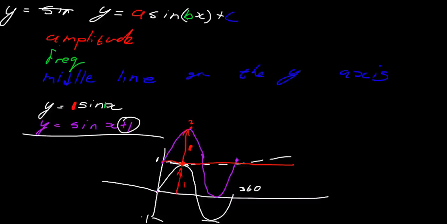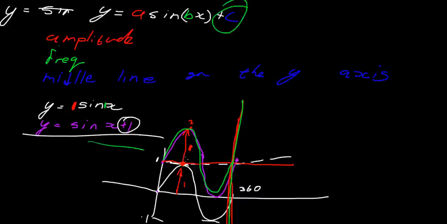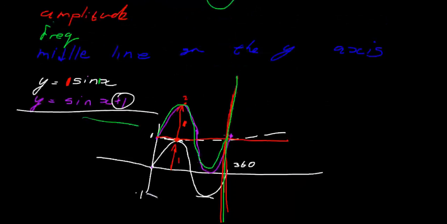Okay, we know that B is the frequency, which is the number of times that the graph repeats itself in 360 degrees. So in 360 degrees, both graphs have gone up once and down once. So it's only repeated itself once. So the frequency is 1. As you can see, B is 1, so the frequency is 1. And C is the translation upwards, and as you can see, for the second purple graph, it's been lifted up by 1. Okay. All of the same rules apply for cos, by the way.